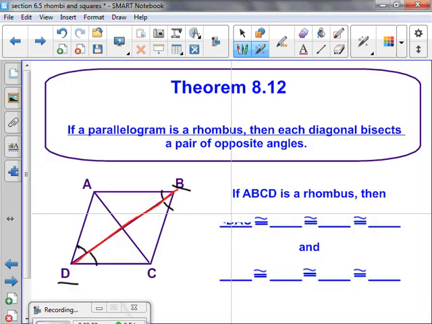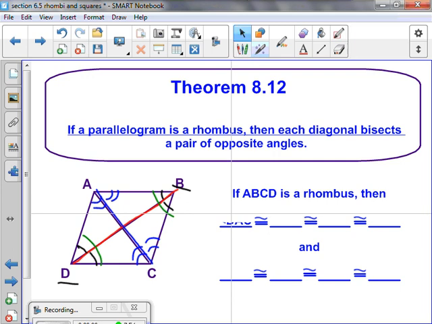That's true because we know that angle B and angle D must be congruent to each other, because this is, in fact, a parallelogram as well. And you remember that in a parallelogram, opposite angles must be the same. So angle B and angle D must be the same. And the same thing goes for the other diagonal. AC will cut angle A into two equal parts, and it will cut angle C into two equal parts. So let's fill in our little cheat sheet here.